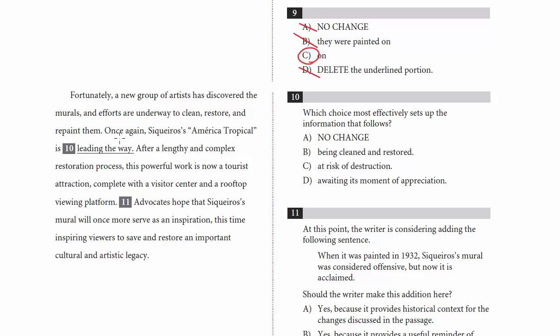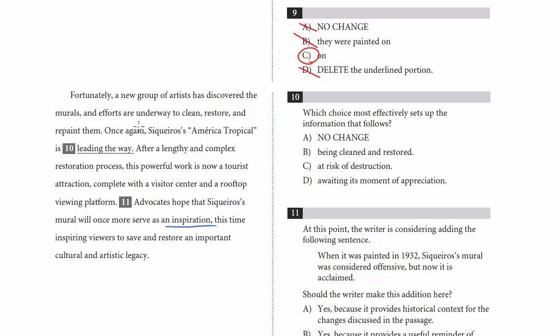So we're talking about America Tropical. We're saying that it was restored and that it is a tourist attraction and that it will hopefully serve as an inspiration. So saying that it leads the way is actually pretty good. It's giving us the idea that this mural will once again be the centerpiece of all of these murals, of this kind of art form, right? It will be the main thing people think about. It'll be a tourist attraction. It'll serve as an inspiration, etc. So leading the way looks pretty good in terms of how it's setting up what's following.